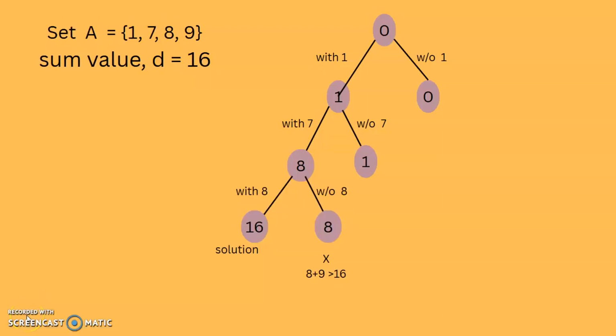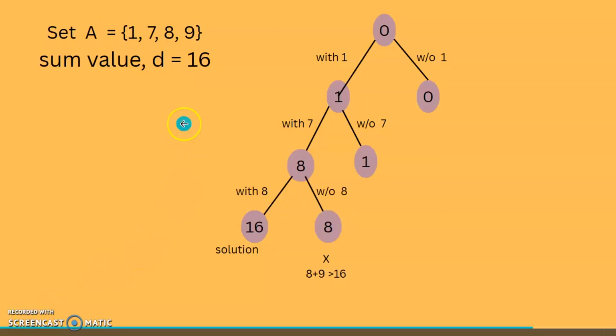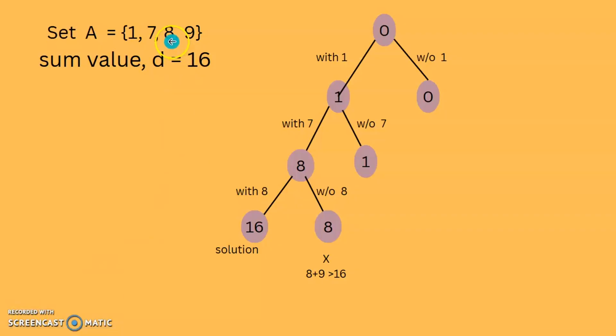Let us continue in the same path. Now you consider the third element. The third element in the set A is 8. So now you take the left subtree as with 8 and the right subtree as without 8. But what is the sum value here? 8. So if you add 8 plus this 8, you will get 16. So 16 is the sum value which you want. So this is the path for the solution.